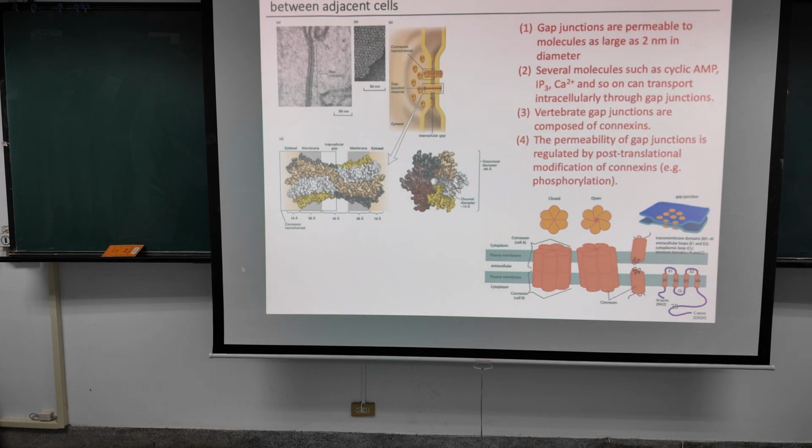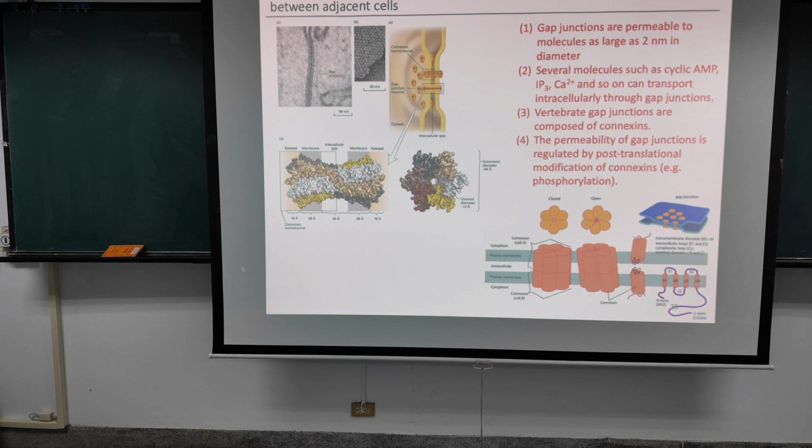Okay, so let us jump to the gap junction. The gap junction is permeable to molecules as large as 2 nanometers in diameter. Several molecules such as cyclic AMP, IP3, and calcium are small molecules that can penetrate and go across the gap junction. Okay, this is the monomer of the gap junction. The major protein of the gap junction is called connexin. So this is the monomer of the connexin.